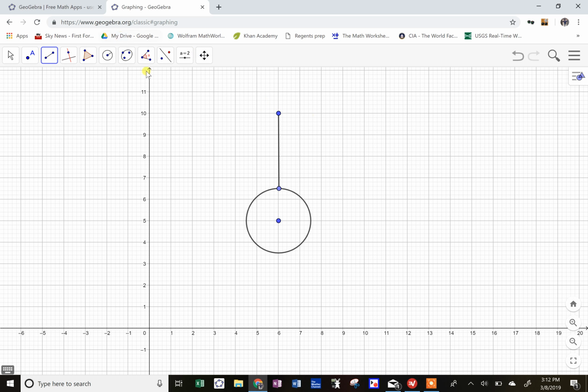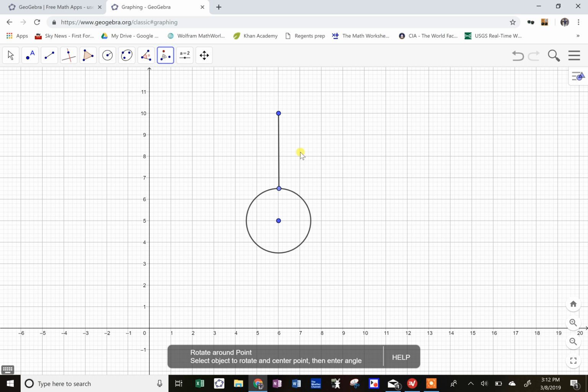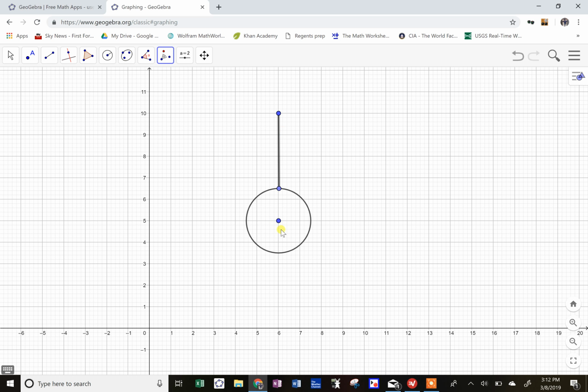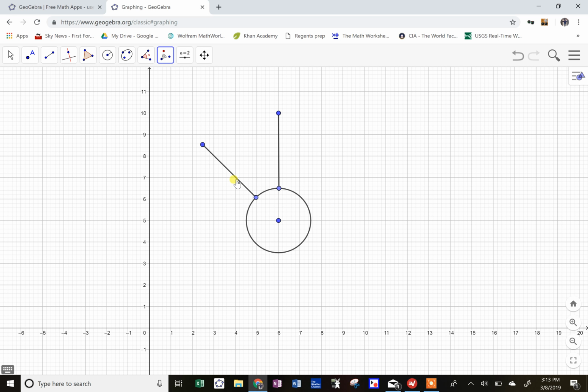And I said, okay, well, if we have 360 degrees, I want 8 of them equally spaced. How could we do that? And lo and behold, somebody said, well, what if we took 360 and divided by 8? And sure enough, we did that. So I click on my segment, I click on the center of the circle, and I type in 45, which it already does. We do clockwise, and that happens.